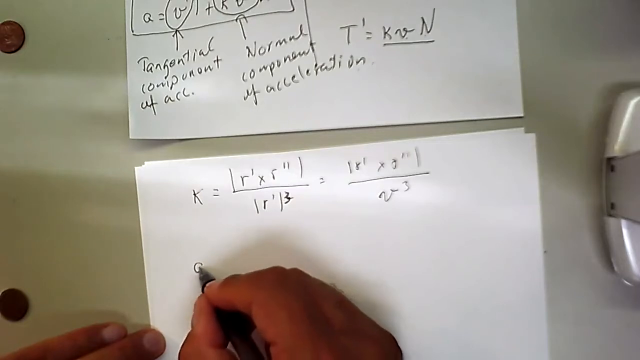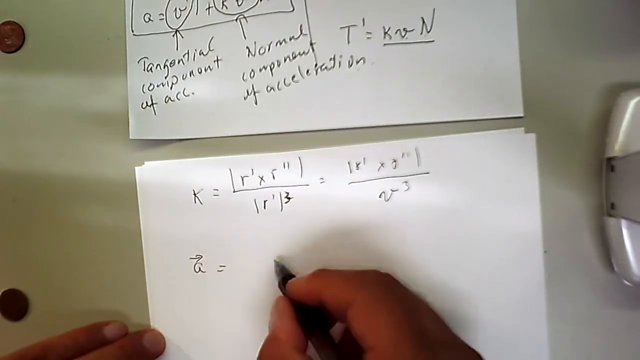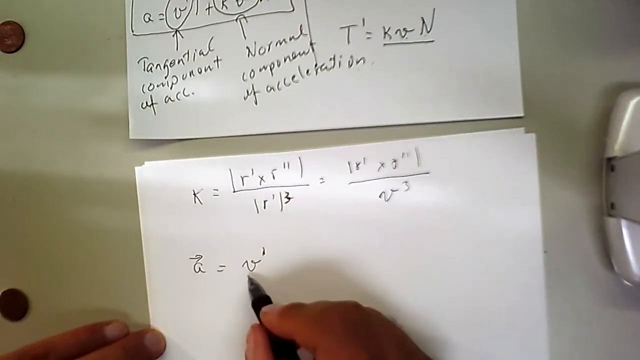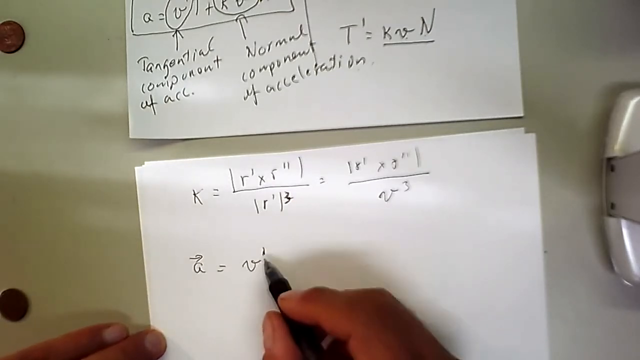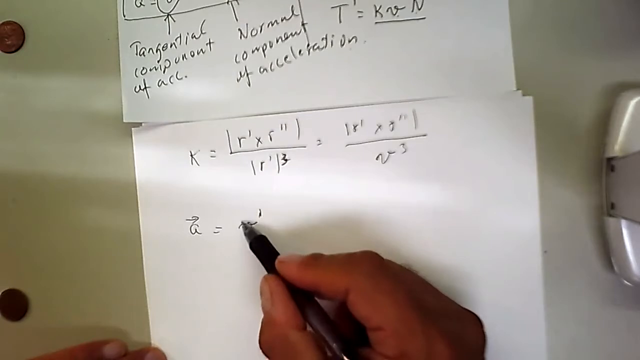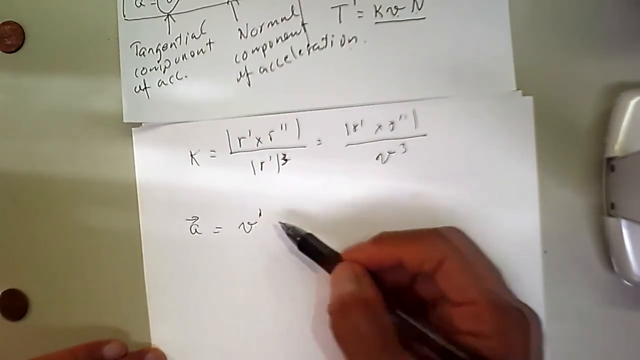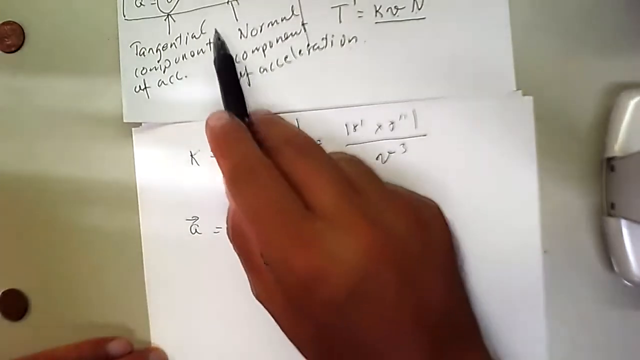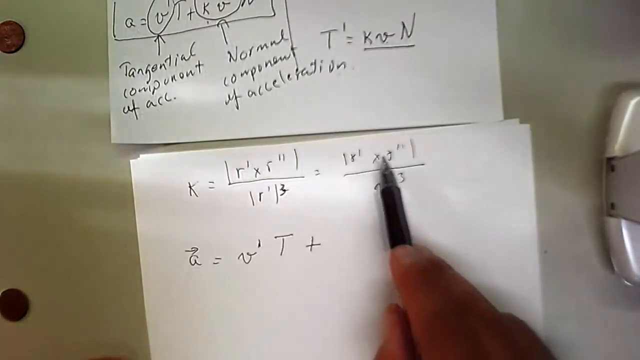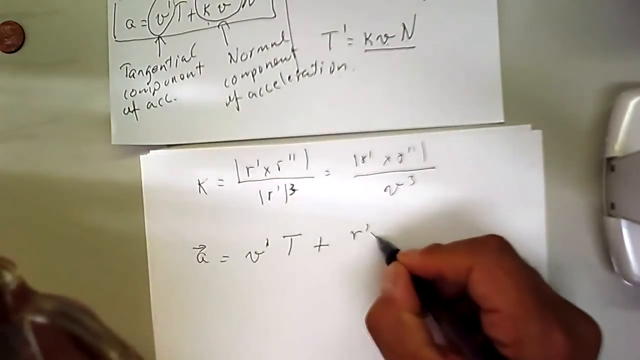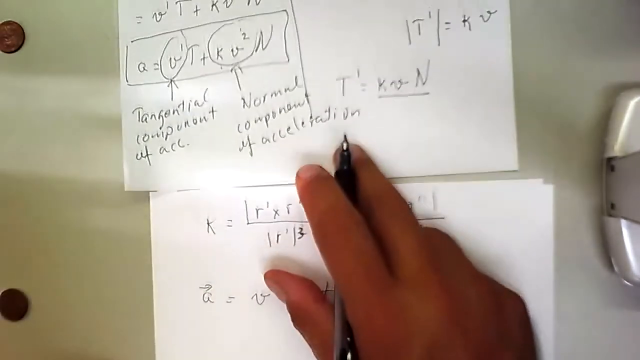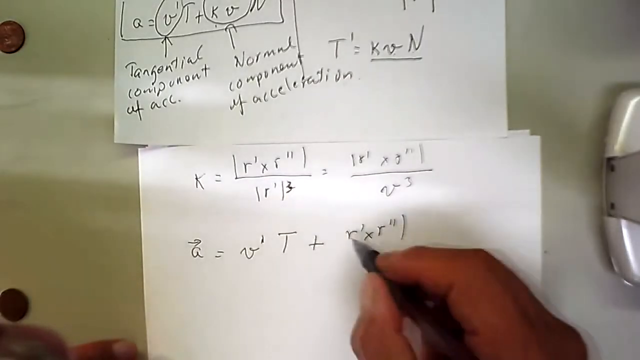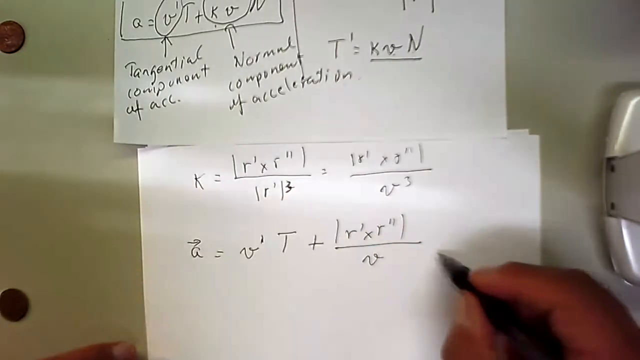So again, the acceleration, which is a vector, can be written as the derivative of the speed. I think I have misspoken a couple times. The magnitude of the velocity is the speed. I'm going to rewrite that in a moment. T plus the curvature, so we can rewrite this as r prime cross r double prime. We're going to multiply by v squared, but we are dividing by v cubed. This is in magnitude, so we can just divide by v once.